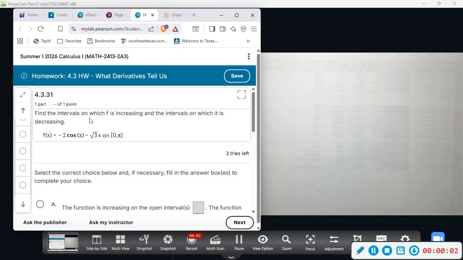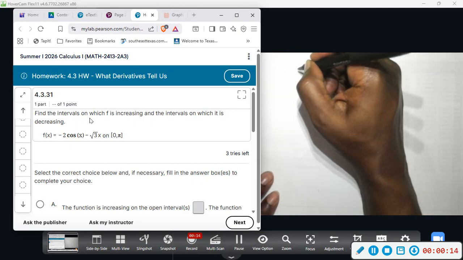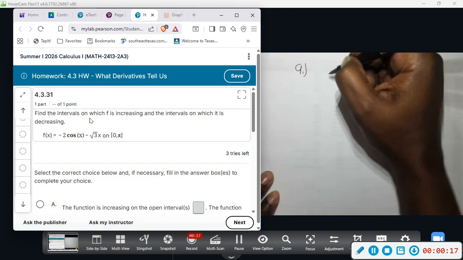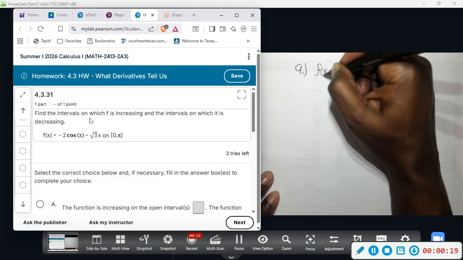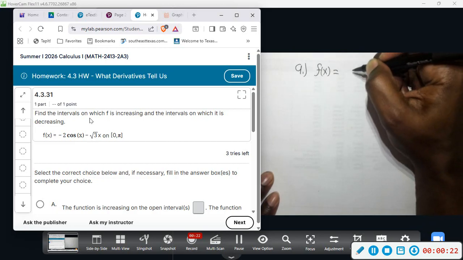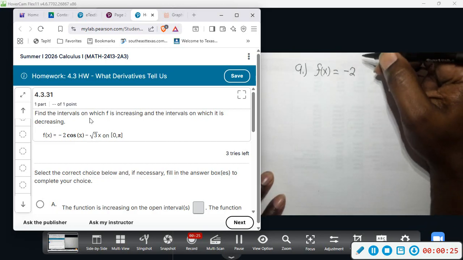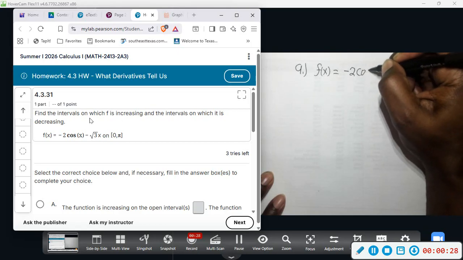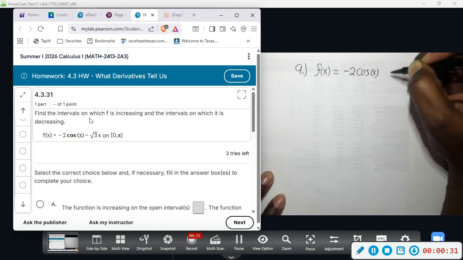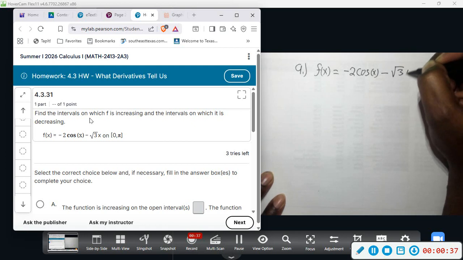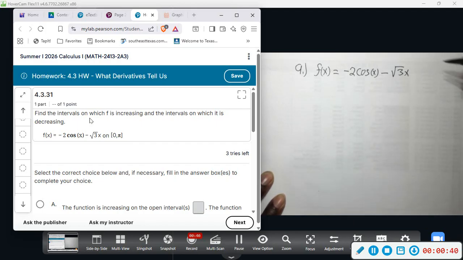All right, question number 9. We want to find intervals on which the function is increasing and decreasing on 0 to pi. So we have f of x is equal to negative 2 times the cosine of x minus the square root of 3 times x. And this interval is from 0 to pi.